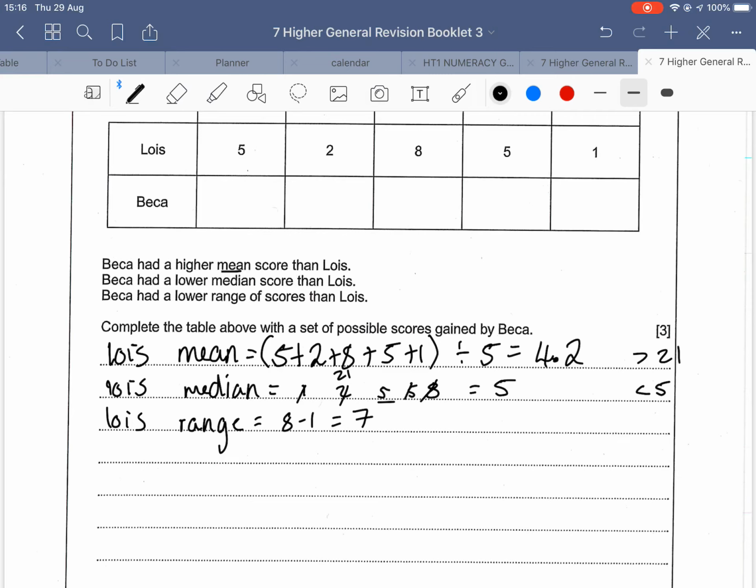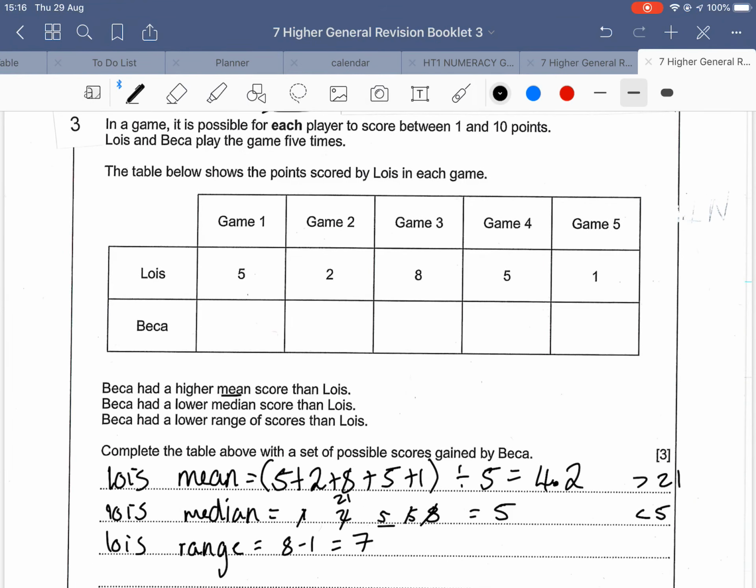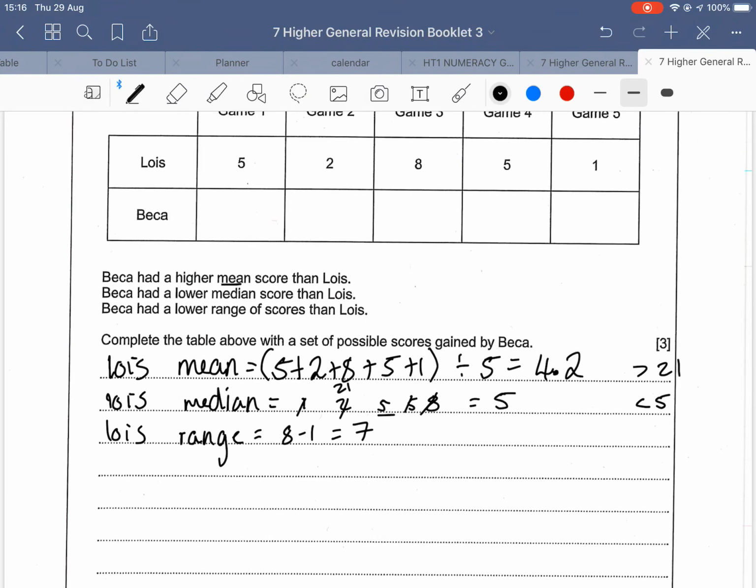So I'm going to start with probably my median, because it's just an easy number to start with. Don't forget we can have between 1 and 10. I think we can include 1 and 10, can't we? Yes, we can have between 1 and 10. So her median has to be lower than 5. For a number less than 5, I'm going to just pick 4. So 4, I'm going to put in the middle.